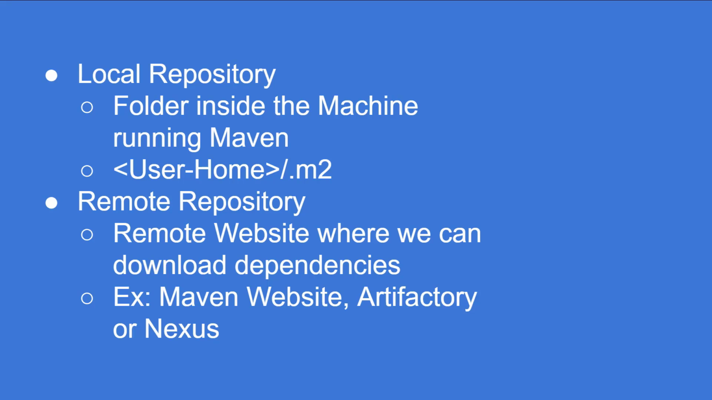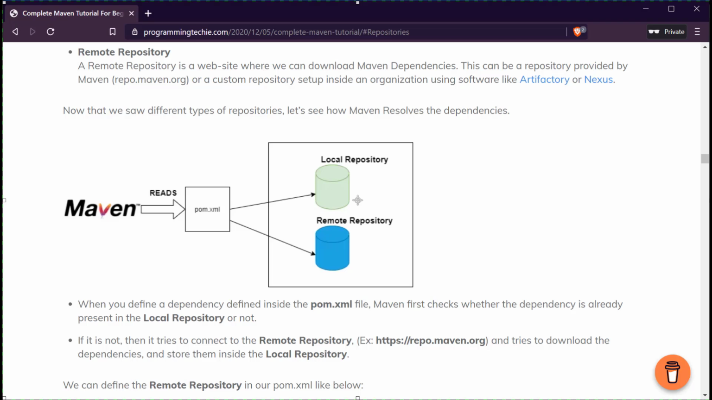So next we have the remote repository. This is a website from where we can download the Maven dependencies. This can be a repository provided by Maven or maybe a custom repository set up inside an organization using software like Artifactory or Nexus. So now let's go into more detail and see how Maven resolves the dependencies.